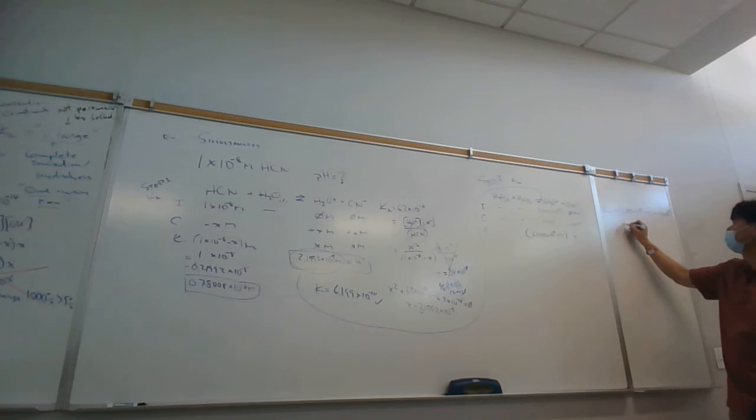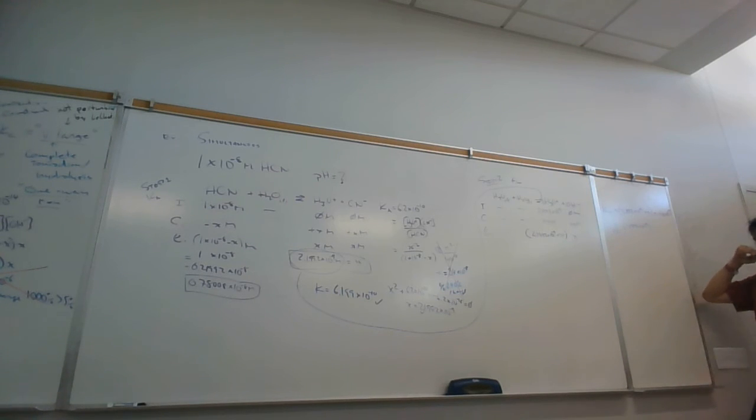If we try it, then this is going to simplify to 2.1992 times 10 to the minus 9 times X, where the X we're assuming is small, negligible. And so X is going to equal 1 times 10 to the negative 14 divided by 2.1992 times 10 to the negative 9, which is 4.54 times 10 to the minus 6.